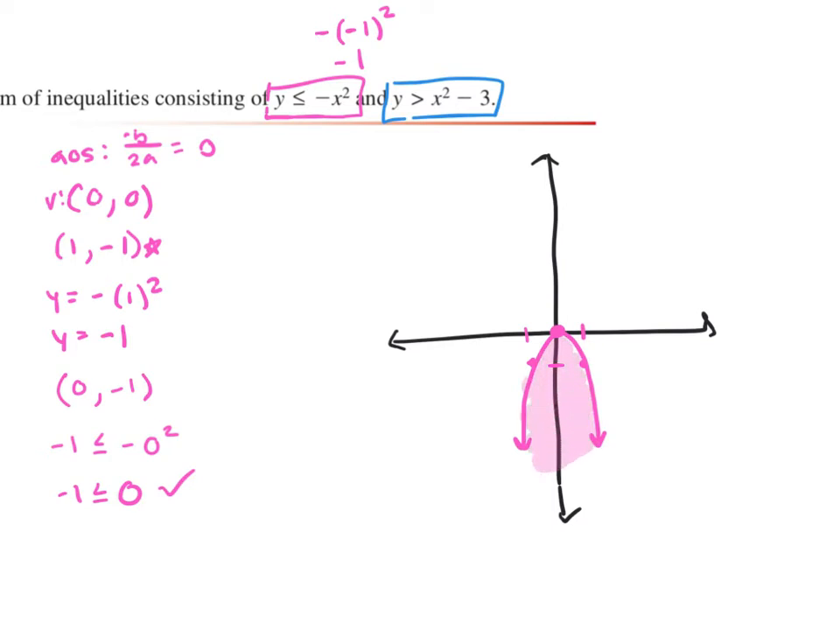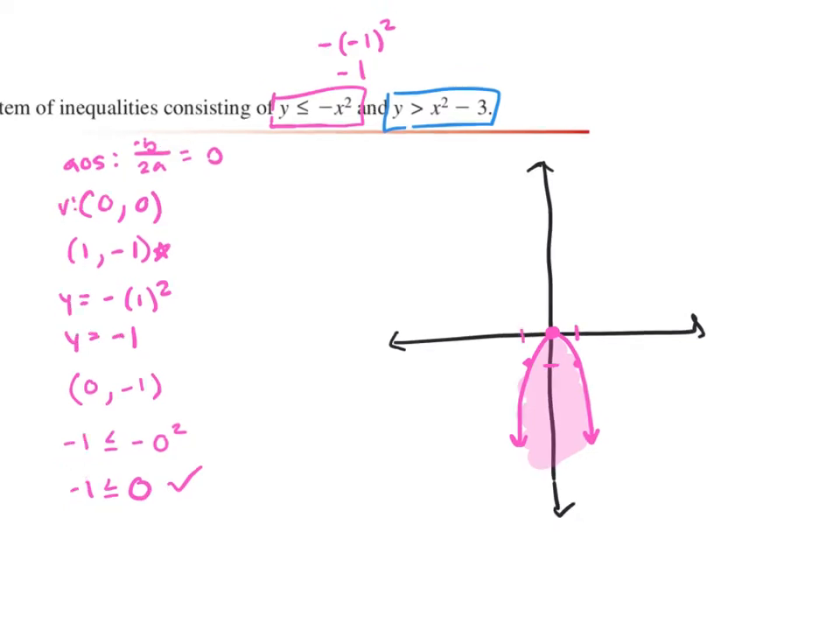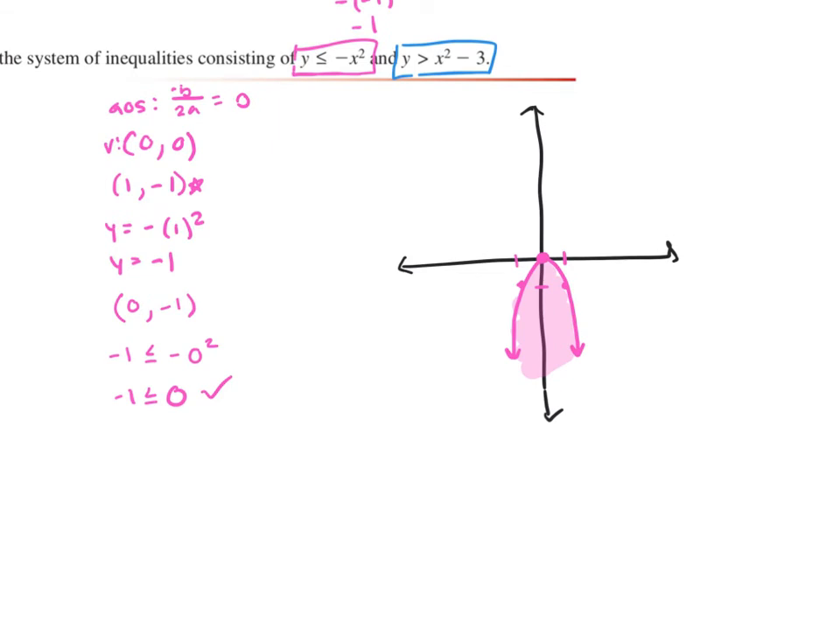All right, let's move on to the blue. So first, let's find our axis of symmetry to graph. What's our B here?